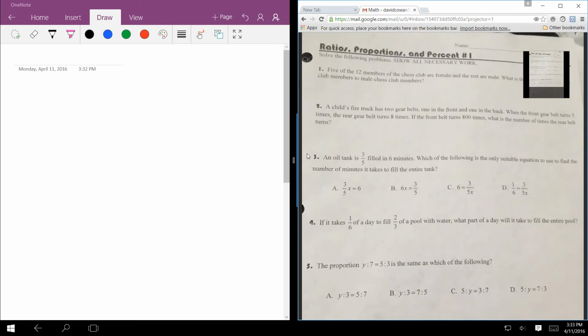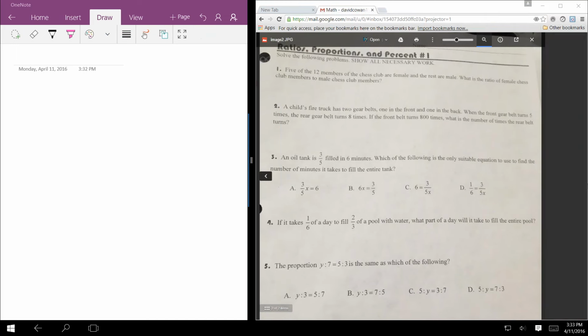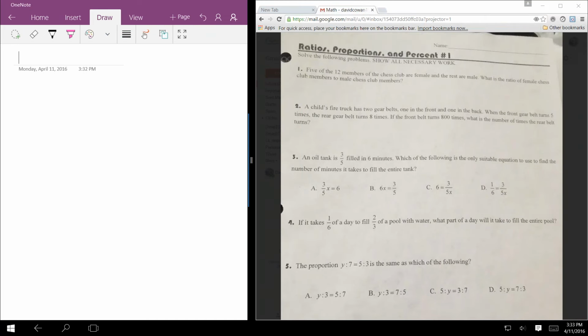All right, let's look at number one. Can you read it? Okay. Sorry, I'm just adding the control panel. Yeah, I can see it. Okay. Ratio.